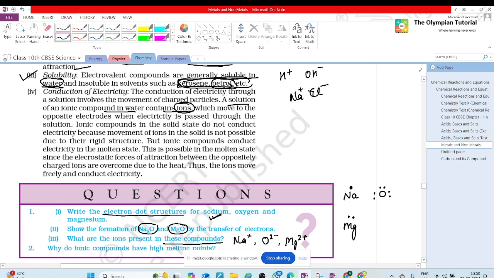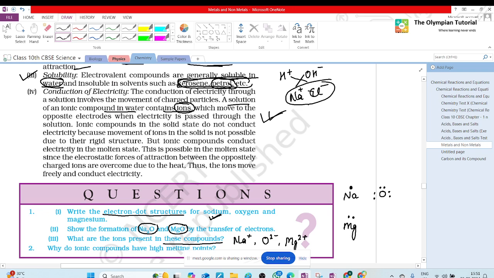In my workbook, it was written that most salts ionize in water to form acids and bases. Yes, because of hydrolysis of salts, because opposite charges attract each other, and that's why they conduct electricity.